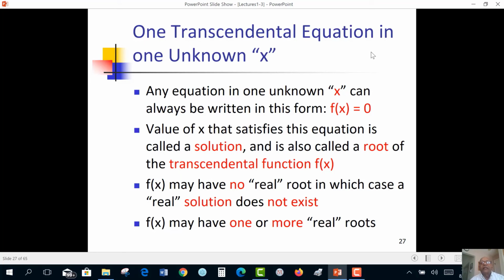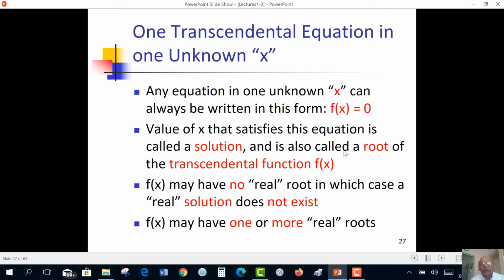So we have one transcendental equation in one unknown x, and we can always write it in this form. F of x is equal to 0. The value of x that satisfies this equation is called a solution. So x is a solution of this equation. We also call x the root of this function. So a solution of an equation or a root of this function means essentially the same thing.